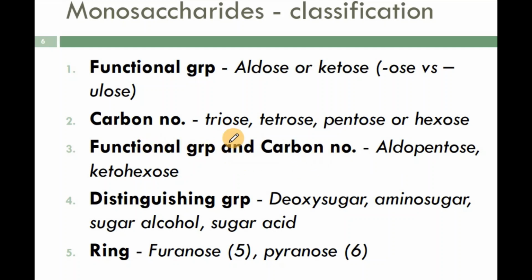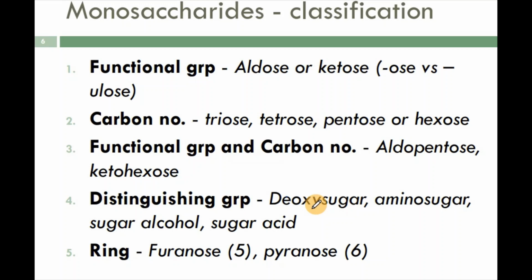Then we can also have groupings based on some distinguishing groups. Some groupings are very distinguishing. We can have deoxy sugars, those without one of the oxygens. So deoxy sugars are sugars that have lost one of the oxygens. A typical example is the one found in the nucleic acid DNA. DNA has lost the OH on carbon 2. So DNA contains a deoxyribose sugar.